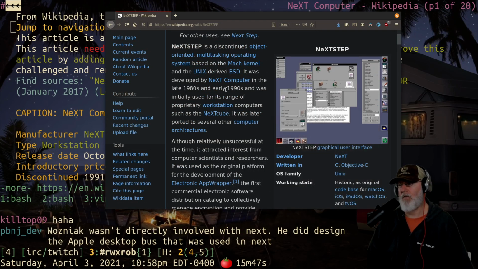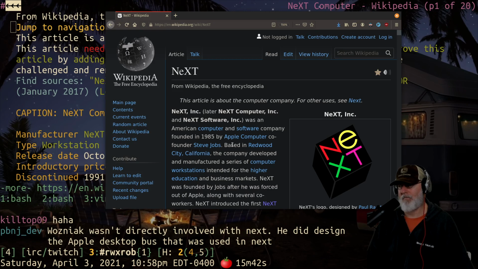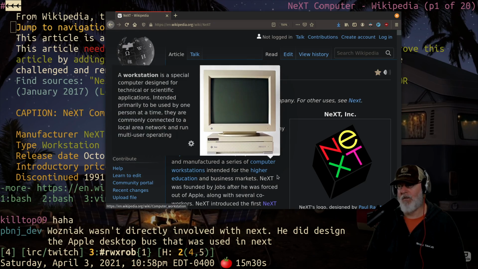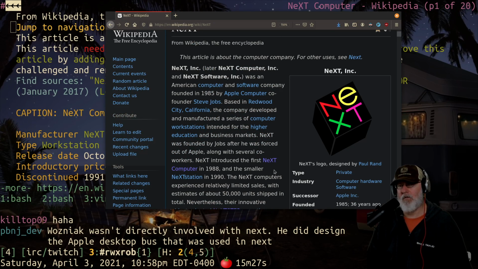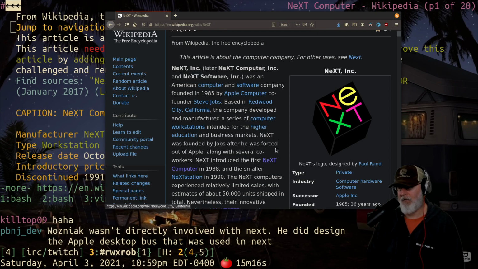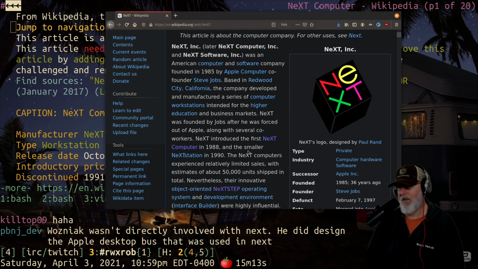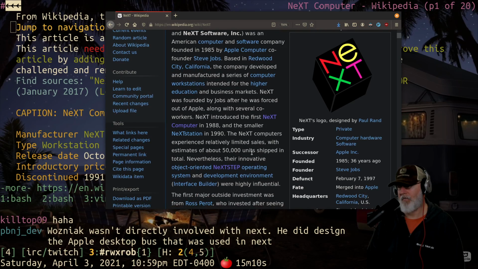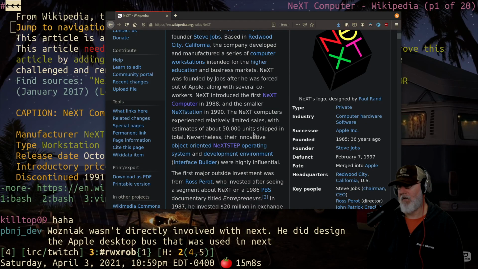What I want to know is who did Steve Jobs wrangle into Next Computer to build it? I want to know who he got to do it. Apple Computer was co-founded based in Redwood, California. The company made computer workstations. You can thank Next Computer and Steve Jobs for the terminal, the BSD that you have right now, because Steve Jobs pretty much said, "Hey, I want to steal an OS and put it in Next because I don't want to have to make my own." Next was just the first year of Next Computer in 1988, and the smaller NeXTstation. Next Computer experienced relatively limited sales.